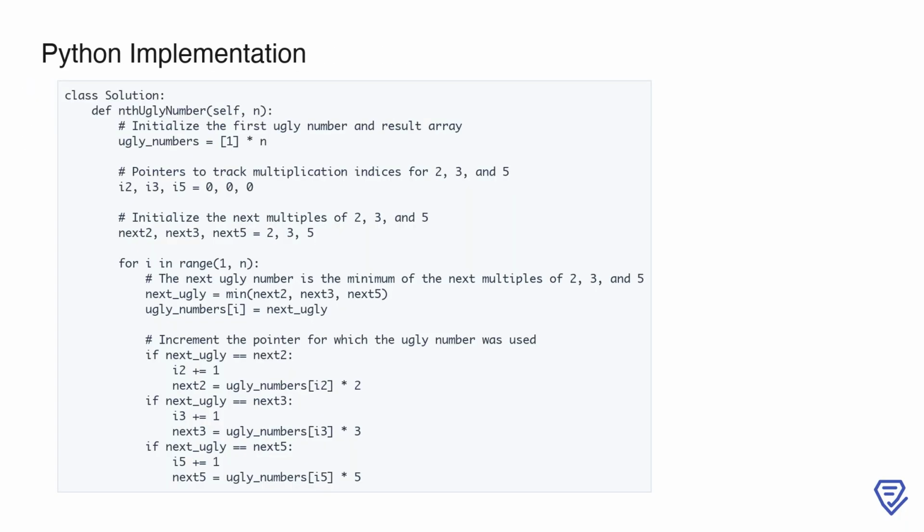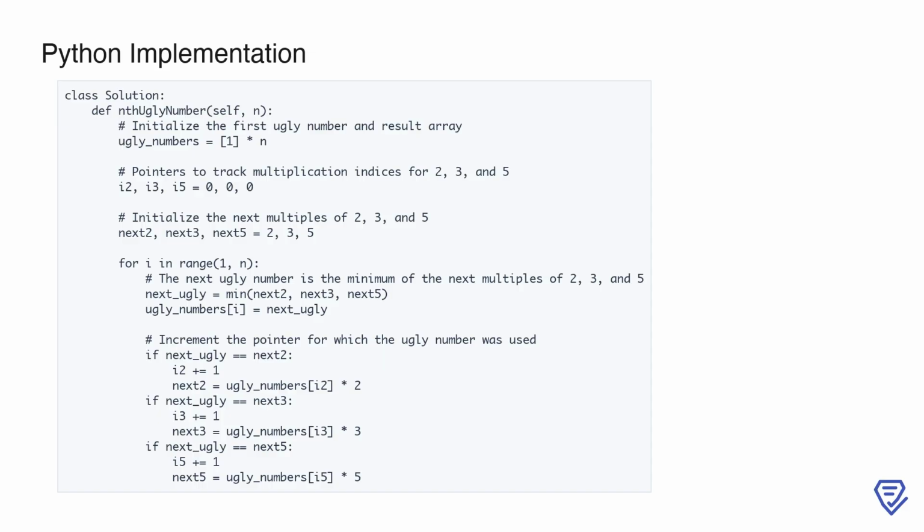Here, we define a class called Solution with a method nthUglyNumber that takes an integer n as input. The goal is to compute the nth ugly number, where an ugly number is a positive integer whose only prime factors are 2, 3, or 5. We start by initializing an array called ugly_numbers of size n, filled with ones. This array will store all the ugly numbers in order.